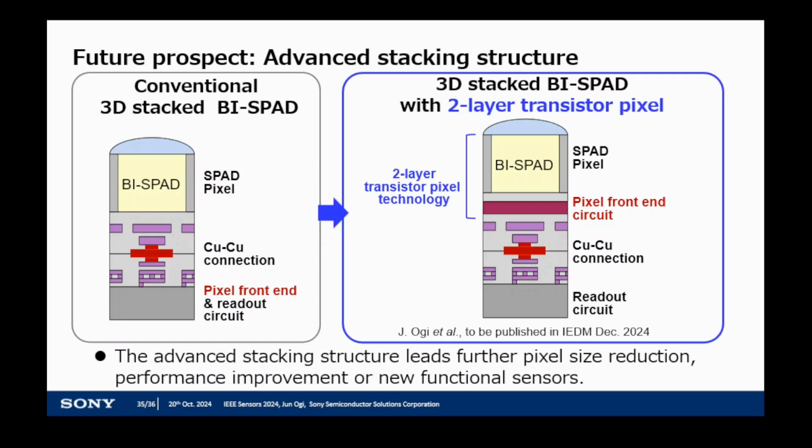The advanced stacking structure with 2-layer transistor pixel can integrate the pixel front-end circuit in the second layer on the SPAD pixel in the top tier. This expands the area for the readout logic circuit implementation in the bottom tier. In addition, it also reduces the parasitic capacitance between the SPAD and the pixel front-end circuit. This structure enables further pixel size reduction, performance improvement, or new functional sensors, we think.